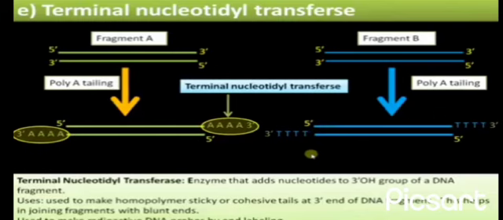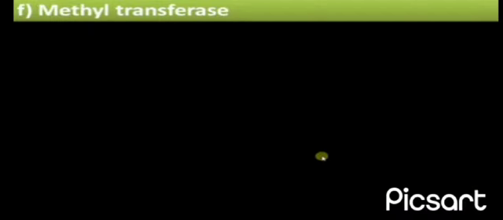So this is used to make radioactive DNA probes by end labeling. So when we have here the poly A tailing, then terminal nucleotidyl transferase comes and adds the nucleotides at the 3' OH.